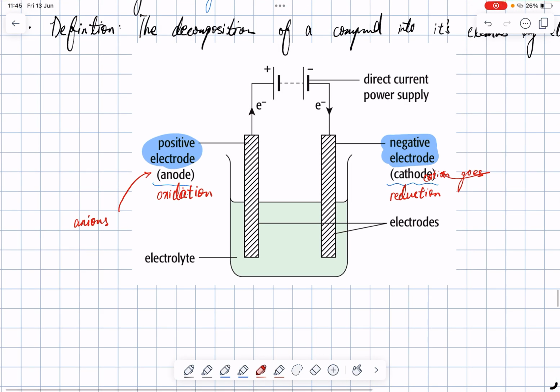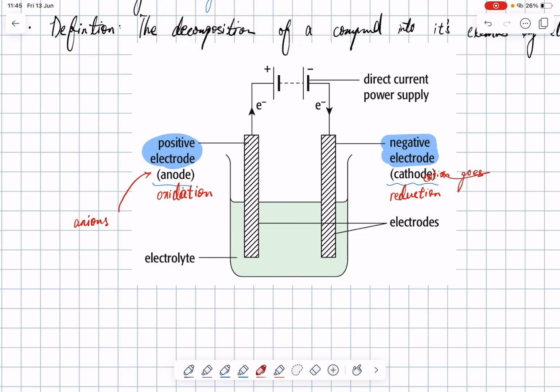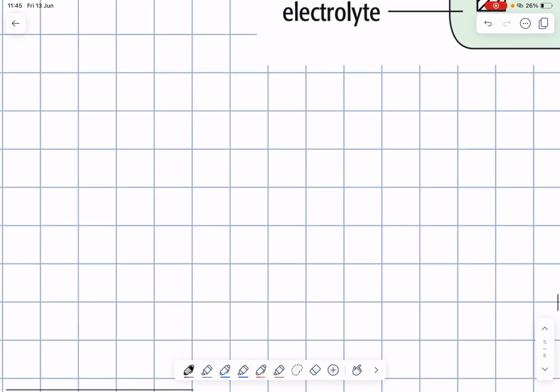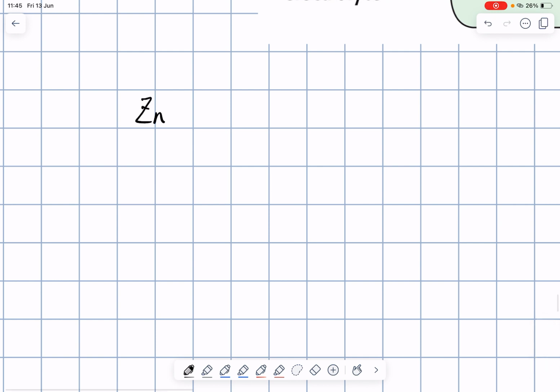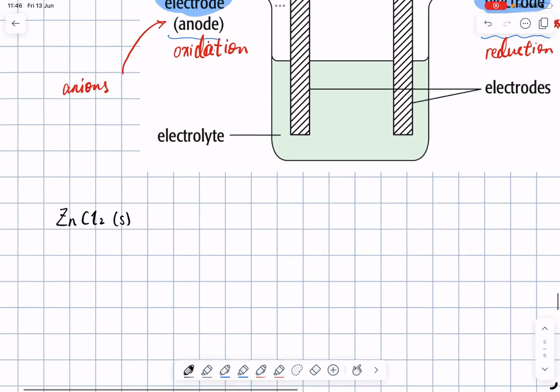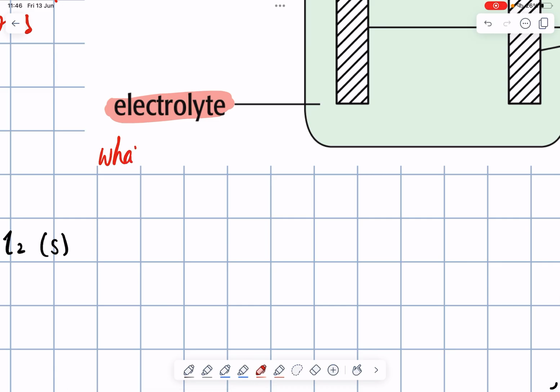This is just a brief illustration of our apparatus for electrolysis. A good example will be the electrolysis of zinc chloride. We can know this is zinc chloride. It is a solid, but if we want to electrolyze it, we have to dissolve it to form electrolyte. Electrolyte is what we decompose by electric current.